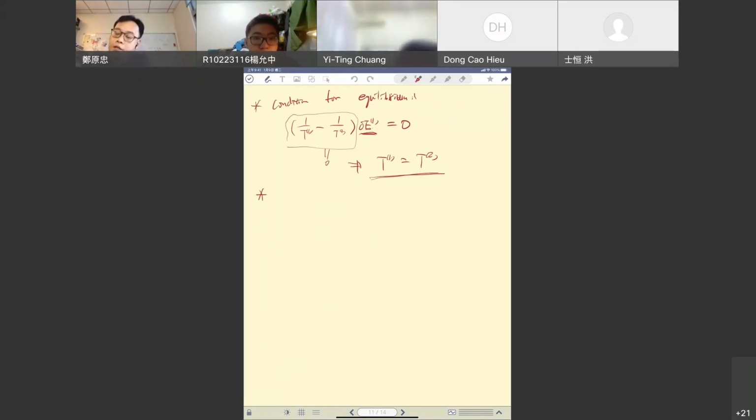And then the direction of heat flow. Heat flow here is delta E, the energy change, this small amount of energy changing from one system to another system. So how do we figure out the direction of heat flow? Well, we now have this inequality.